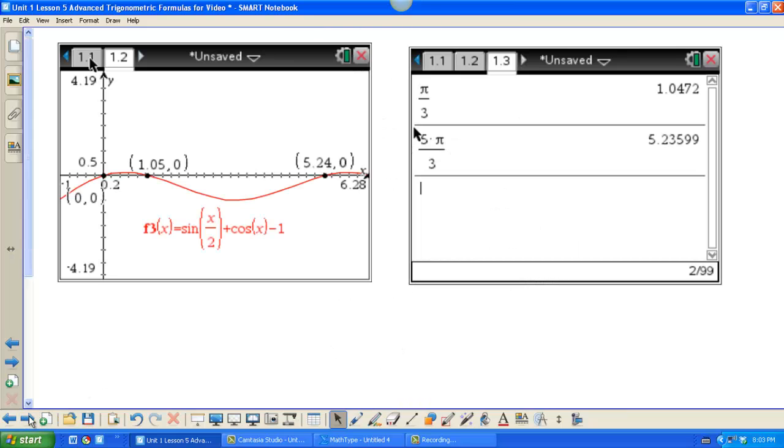When I verify this with my graphing calculator, we notice I have graphed the sine of the half angle plus the cosine of x minus 1, and we want to know where that equals 0, or the x-axis. So that is occurring at the origin, 0, 0, which is one of the answers we got. Another place is at 1.05, which if we expand this to the right side of the screen, pi over 3 is approximately 1.05 when rounded. And our other solution where it hits the x-axis between 0 and 2 pi is at 5.24, which is 5 pi over 3 when rounded.